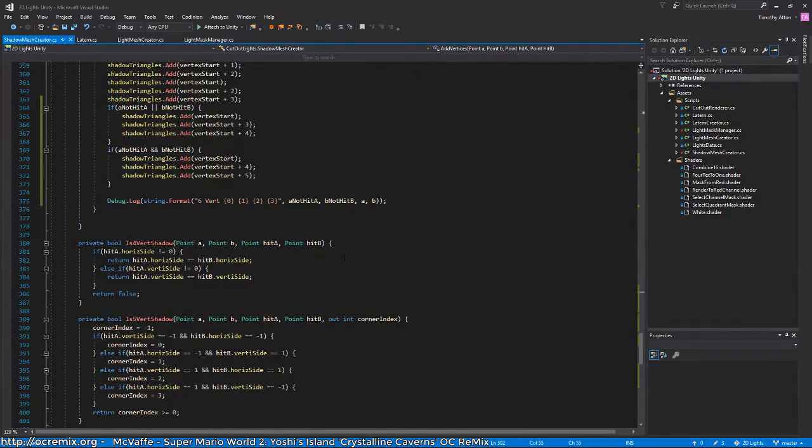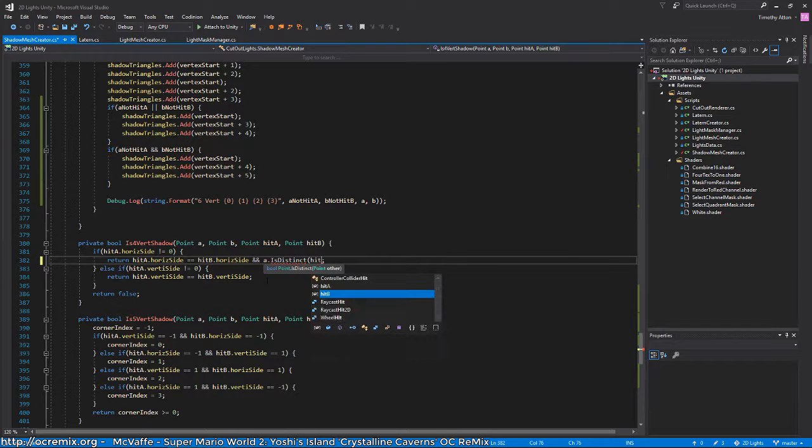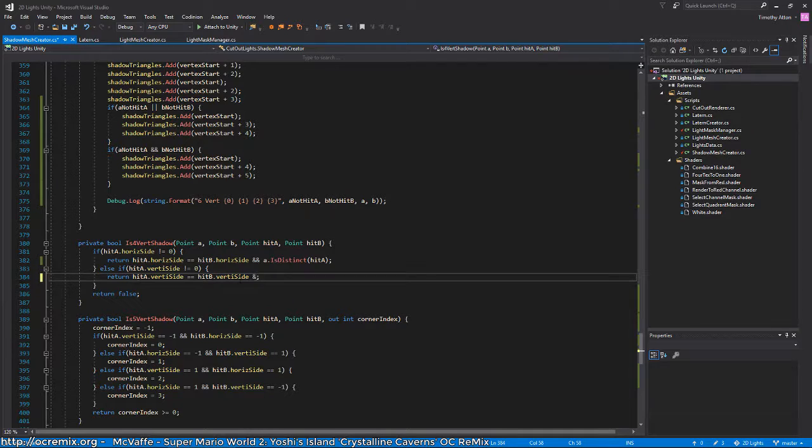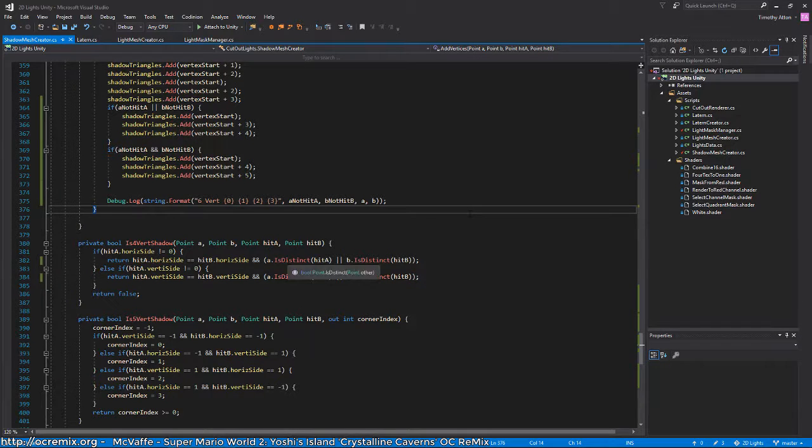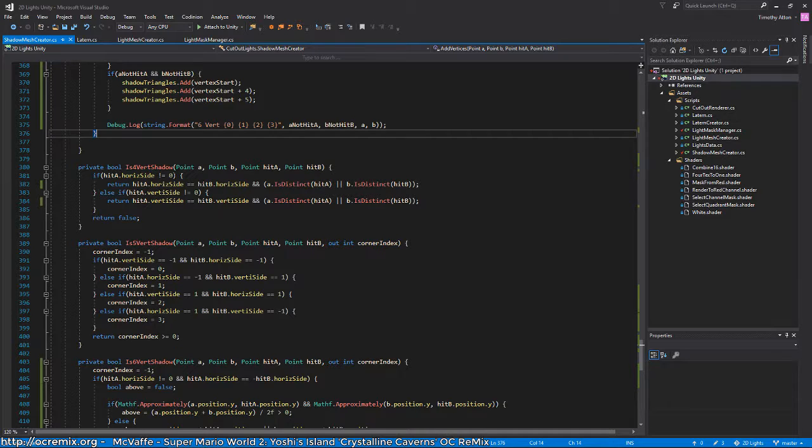For vertice, so yeah, I want to return that these are the same, and A is distinct with hit A. Oh no, we actually have to test both because, yeah, as long as one of them is distinct, then this is fine. So now this will fall through to the 6 point.